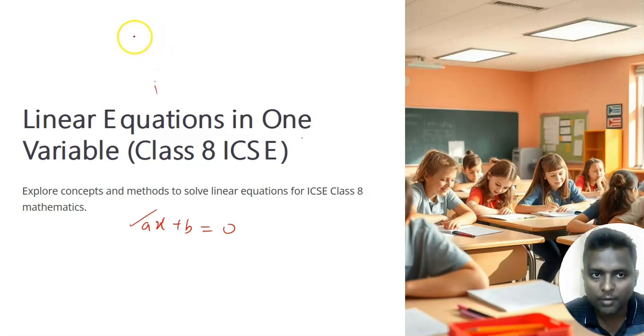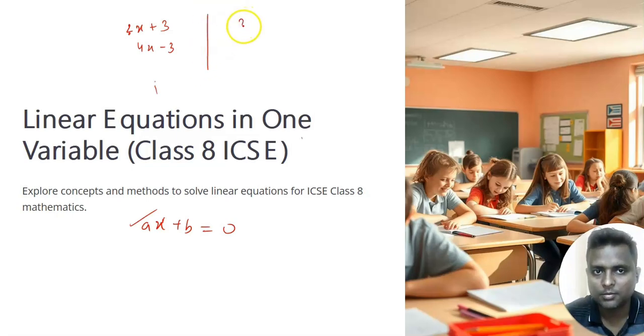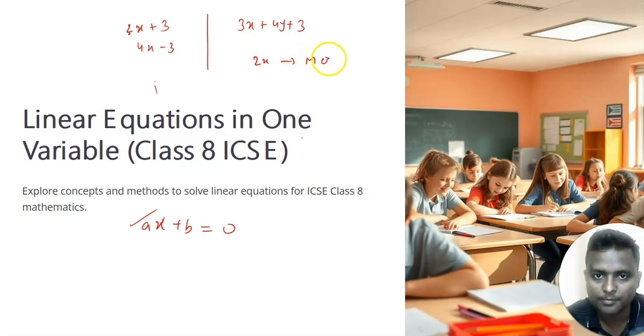Okay, we have some types of algebraic expressions. So we can write here 2x plus 3 and 4x minus 3. Okay, 3x plus 4y plus 3. These are algebraic expressions. We have different types of algebraic expressions, divided into different types according to terms. When we have a single term, we call it a monomial.